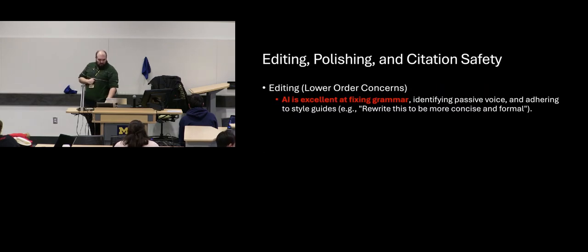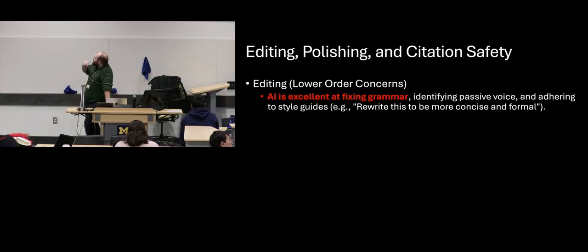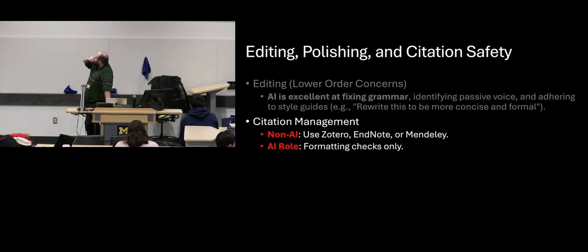You can also use it for editing and polishing. AI is really good at fixing grammar. If English is your second language and you're trying to write academic papers in English, it's a really useful tool for leveling the playing field. If you want to find active voice or passive voice, it can do that. It's not a citation management tool, right? Don't have AI write your citations, but if you're worried about formatting, say this is my particular formatting style, here's my references, is there anything not following that? Even with Zotero and reference managers, there still can be errors.